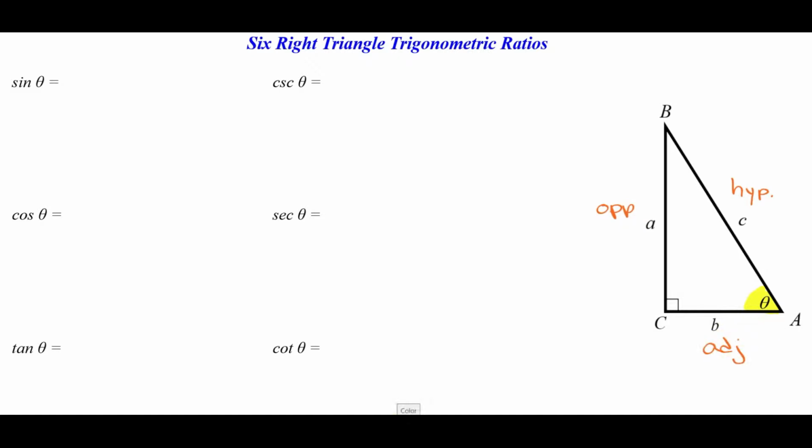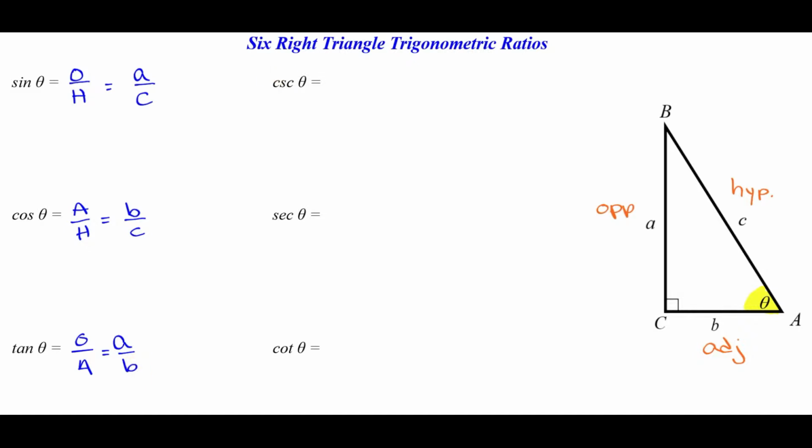So what you should remember from geometry is that sine is opposite over hypotenuse, which in this case, referring to this triangle, would be A over C. Cosine is adjacent over hypotenuse, and in this case, referring to this triangle, that's going to be B over C. And then tangent is opposite over adjacent. In reference to this triangle, that's going to be A over B. So you should remember SOHCAHTOA from geometry.